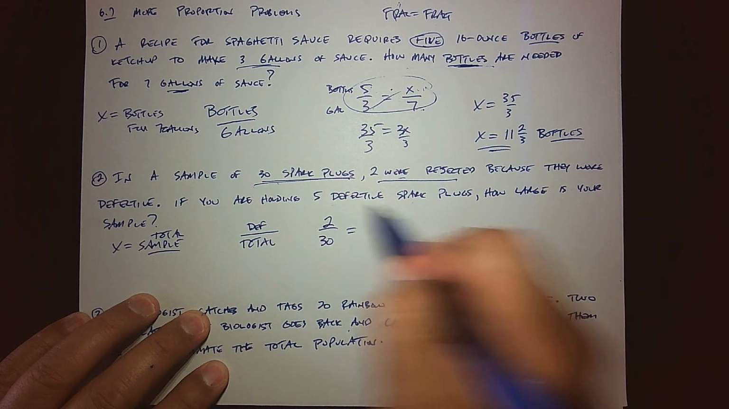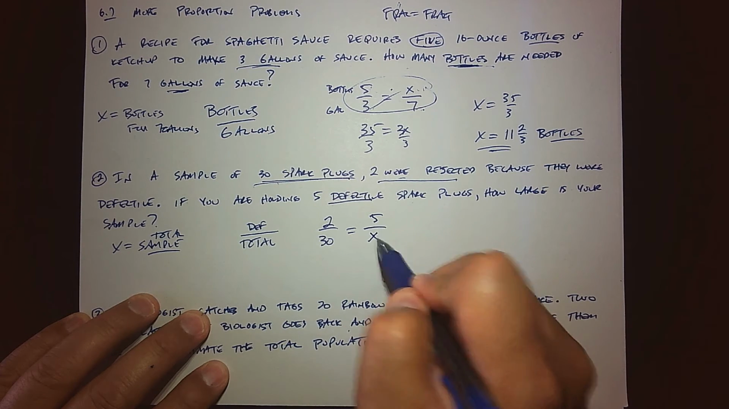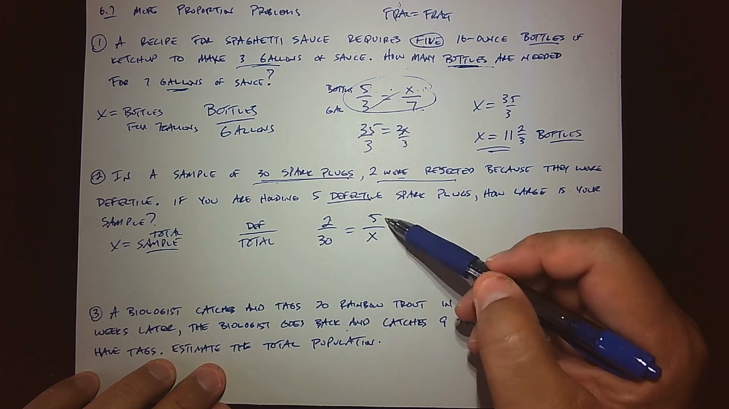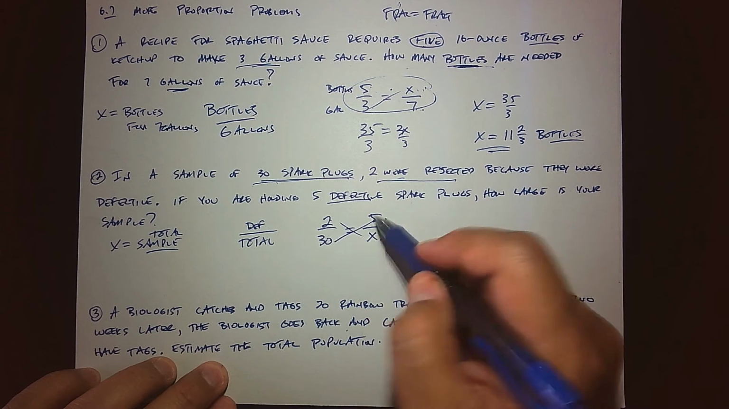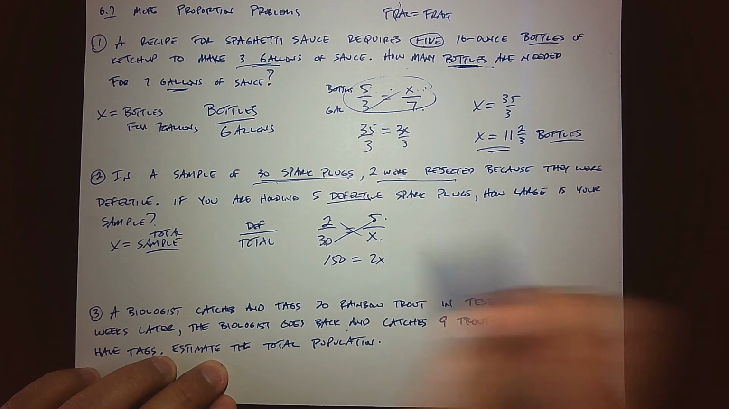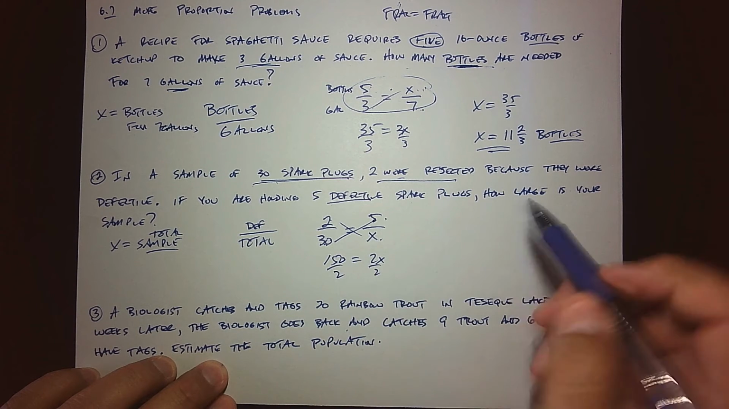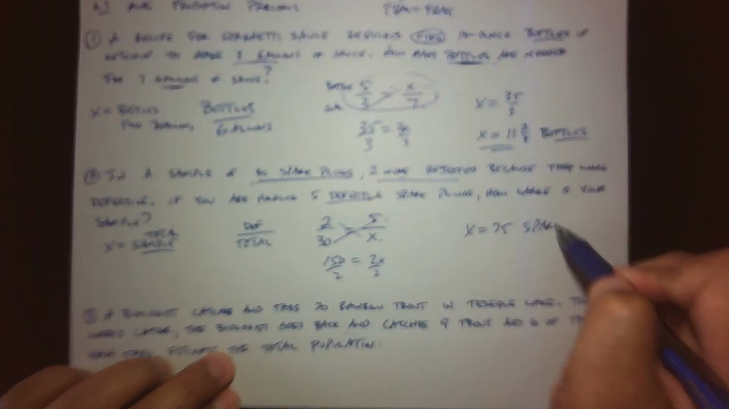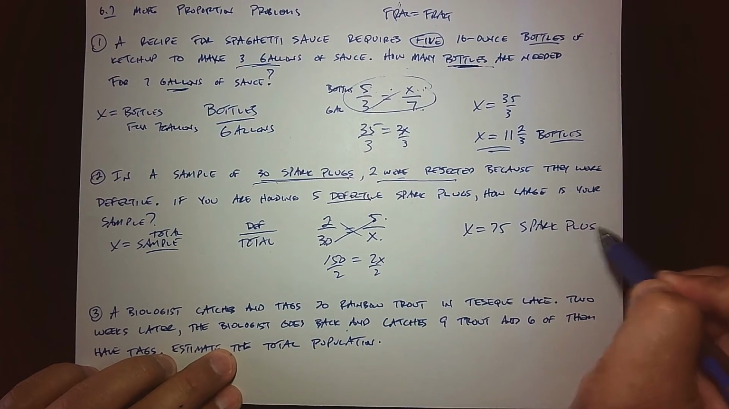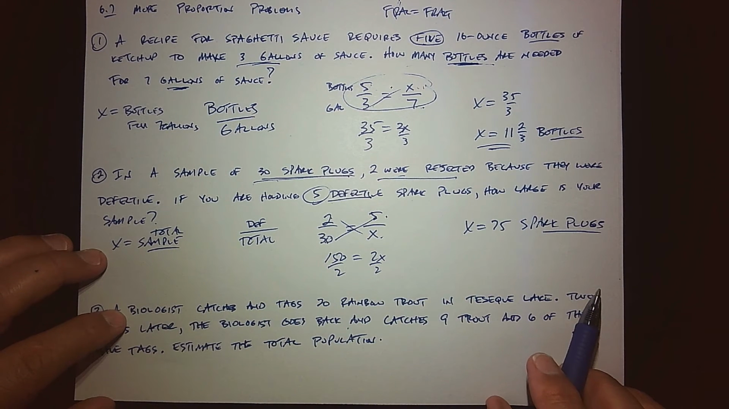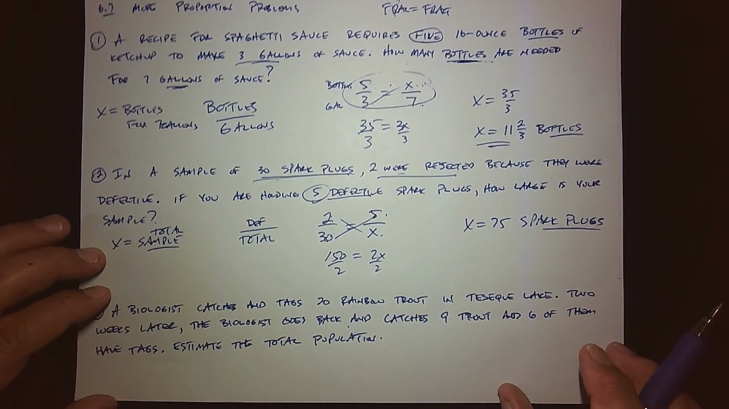Of course, in the next one, I'm holding 5 defectives, and I have an X amount of them. So there's our setup, defective to total, defective to total. So cross multiplying, I believe 30 times 5 is 150, and we get 2x. Divide both sides by 2, and we end up with 75. So there are 75 spark plugs in my total sample if I'm holding 5 defective ones. So hopefully you're starting to see how that works.